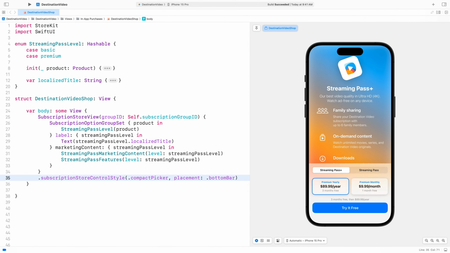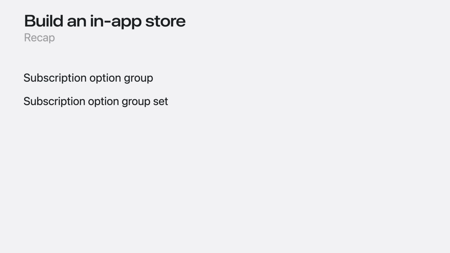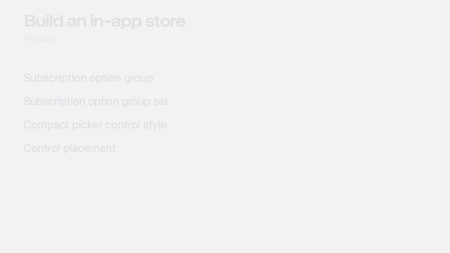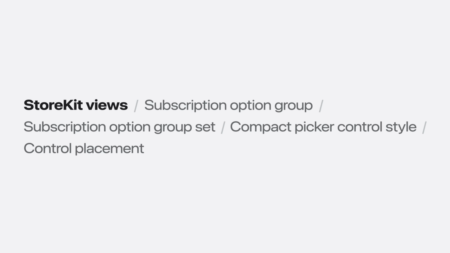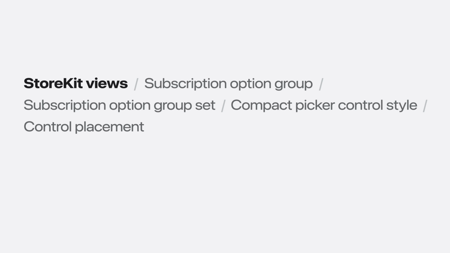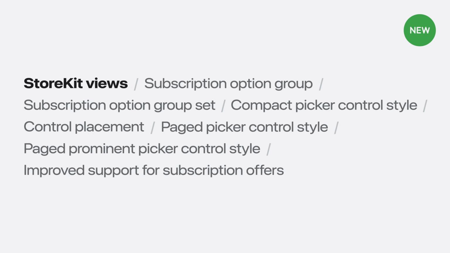So that's how you can use the powerful new Subscription Option Group API and its convenience API, Subscription Option Group Set. You've also seen the new Compact Picker control style and the Control Placement API. But that's not all we're bringing to StoreKit Views this year. I have numerous updates to share with you, so let's get started.